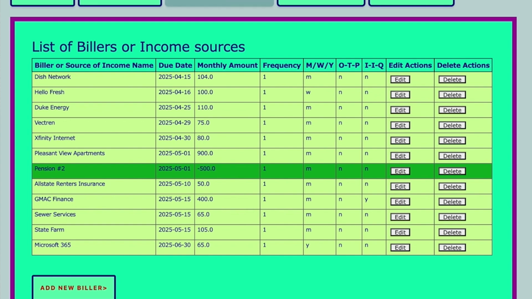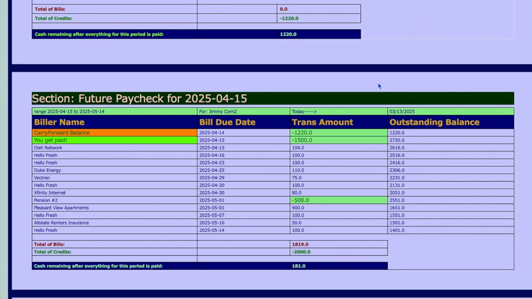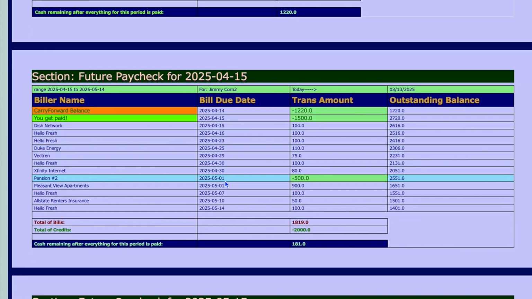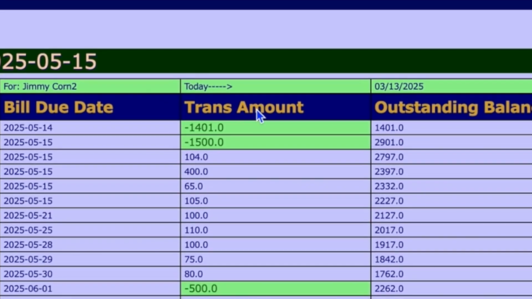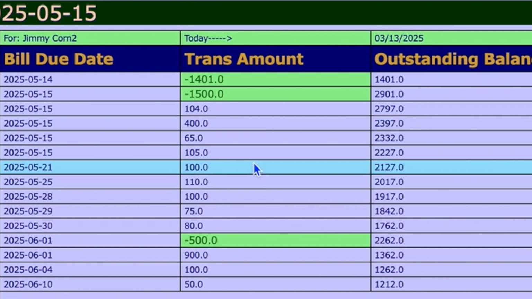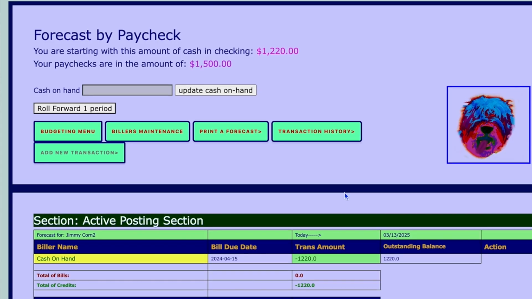Should look exactly like it looked before, except this time, look at that, down here on May the 1st in our month of May, we've got more income. That $500 comes in and it takes our balance from $2,051 to $2,551. So that is how you can manage to put income in your forecast if you've got more than one income source. And let's go back.